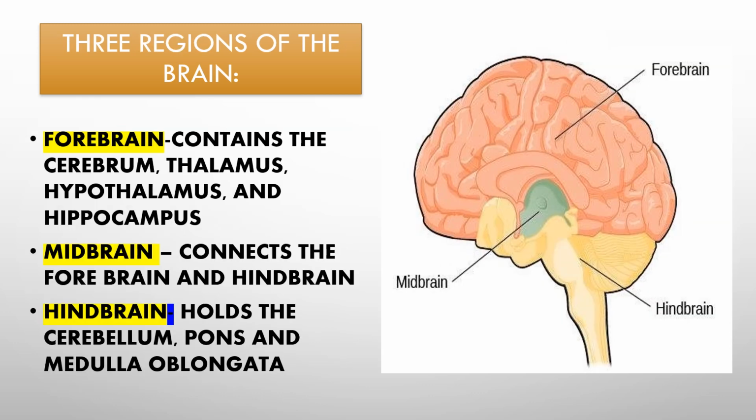The brain has three regions, as shown in the picture at the left. Forebrain, it contains the cerebrum, thalamus, hypothalamus, and hippocampus. Midbrain, it connects the forebrain and the hindbrain. Hindbrain, it holds the cerebellum, pons, and medulla oblongata.